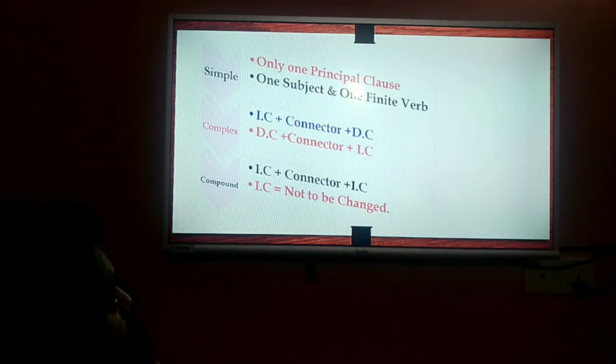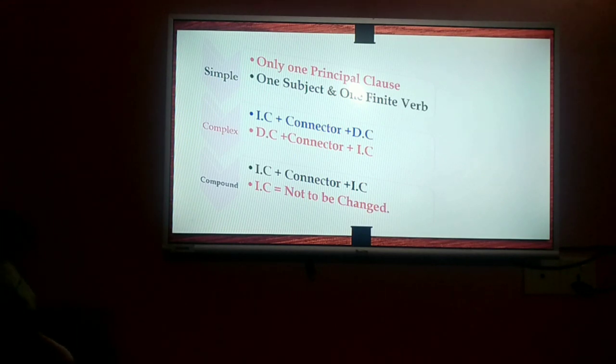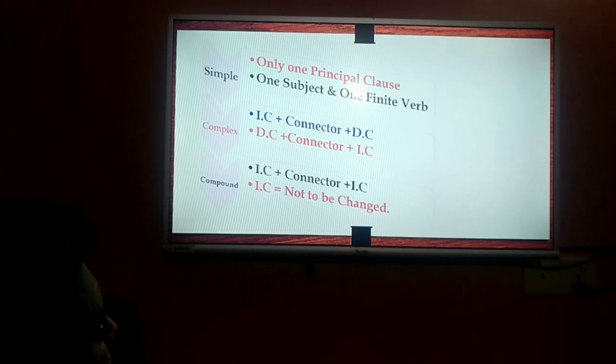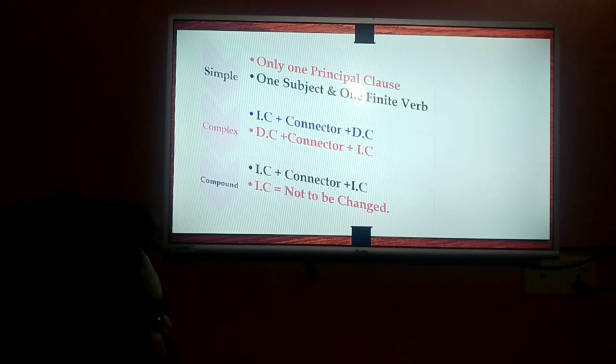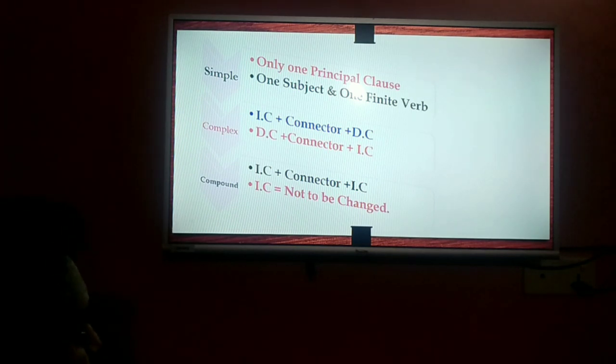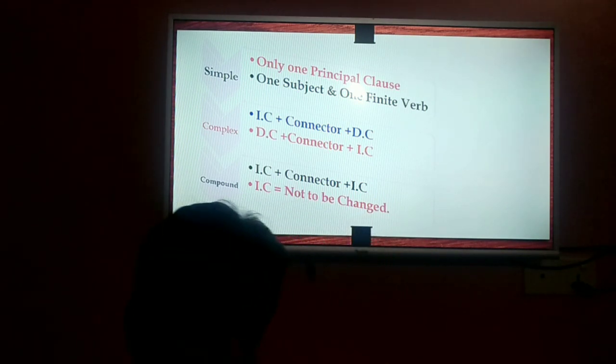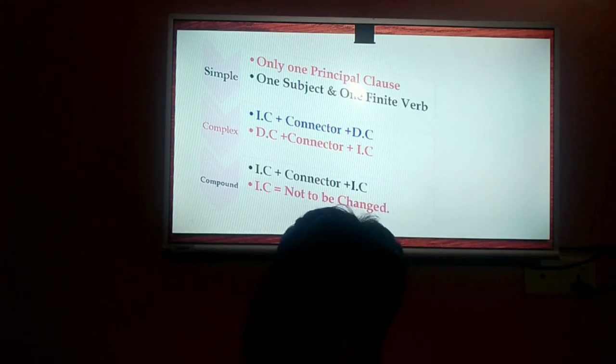Simple sentence: only one principal clause, one subject, one finite verb. Complex sentence: independent clause plus connector plus dependent clause. Complex sentence: dependent clause plus connector plus independent clause. And compound sentence: independent clause plus connector plus independent clause. Independent clause is not to be changed. Simple sentence has one subject and one finite verb, and has complete thought.